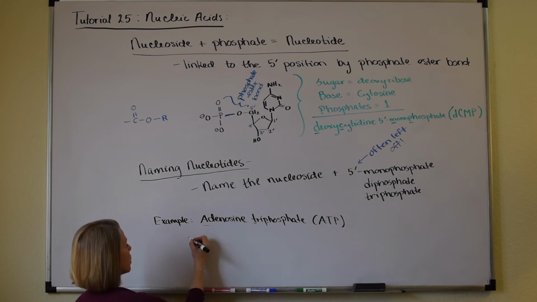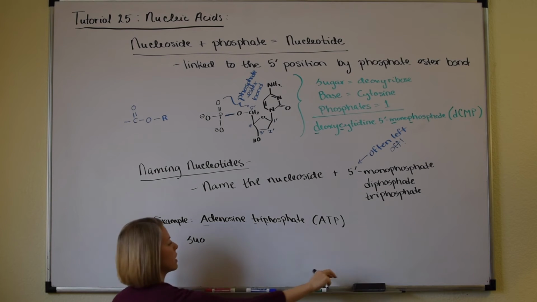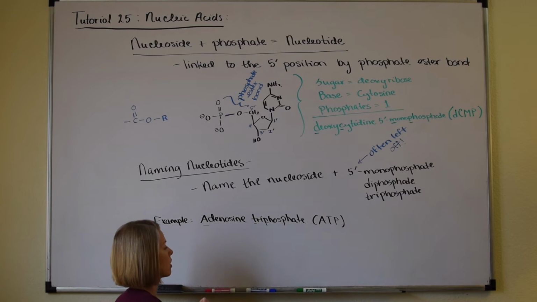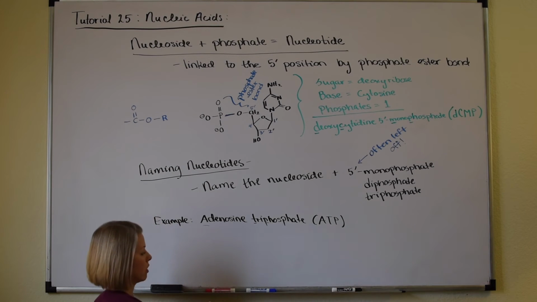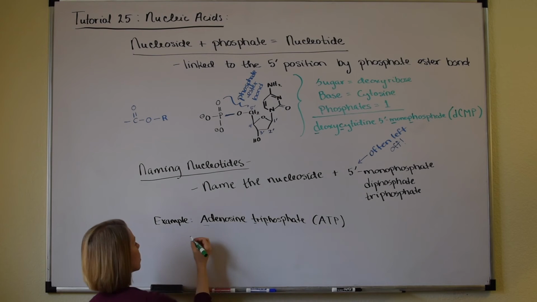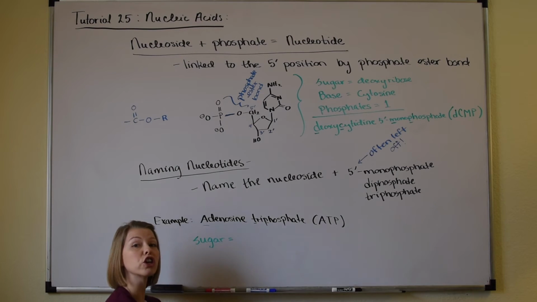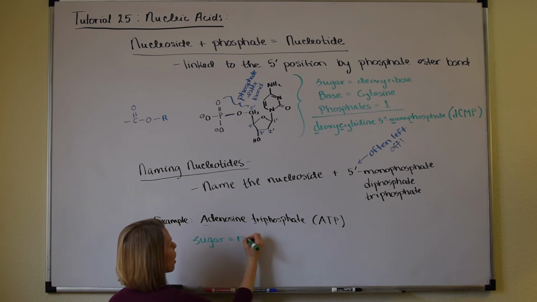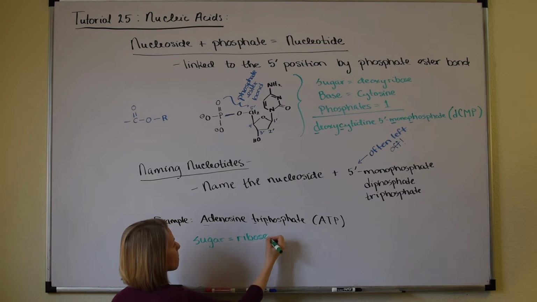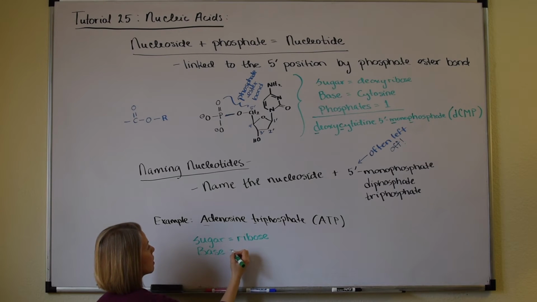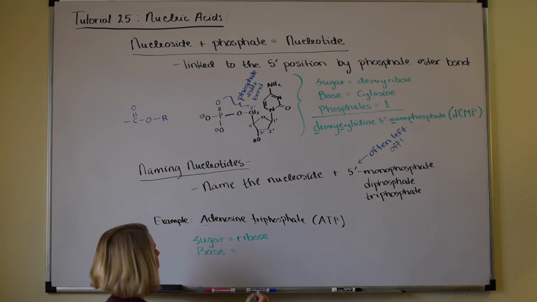Okay, so what does this tell you? This name tells you that the sugar, let's do it in green again, just to make it stand out, must be ribose. Notice, there's no deoxy prefix. So the sugar here is ribose. Okay. The base is adenine.